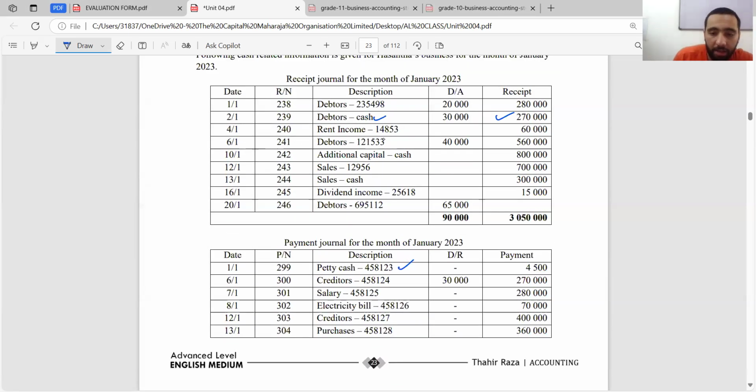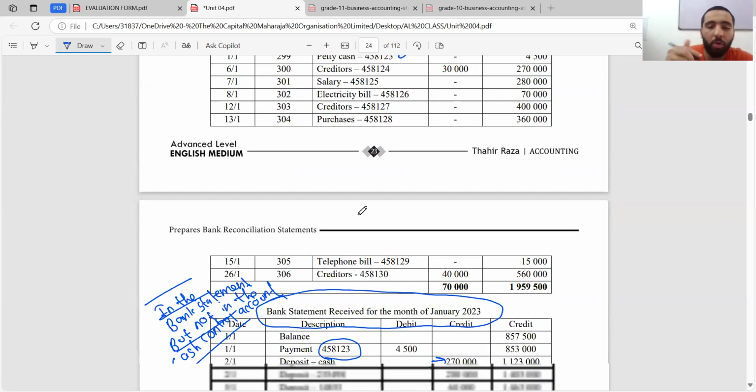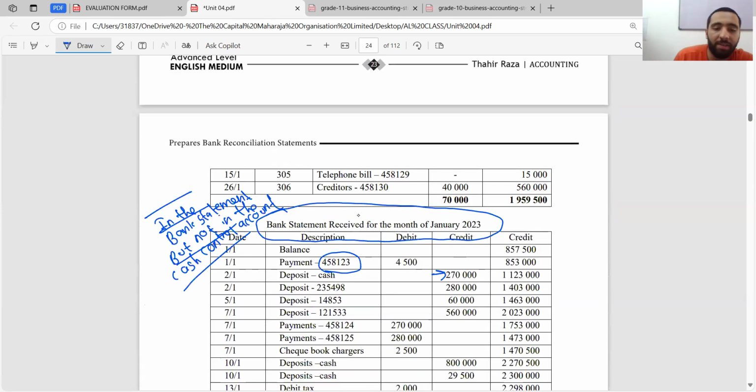There is another 270,000. This is related to creditors and check. Okay, you can't do that. Very simple. You have to keep on reconciling. This one is also reconciled. This one is also reconciled. Deposit 280,000. Is this also available?